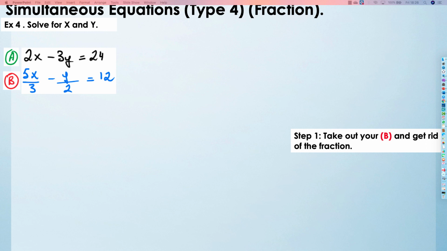Multiply across 5? 6. Multiply across your bottom line by 6. You ready? Right, off you go and solve.